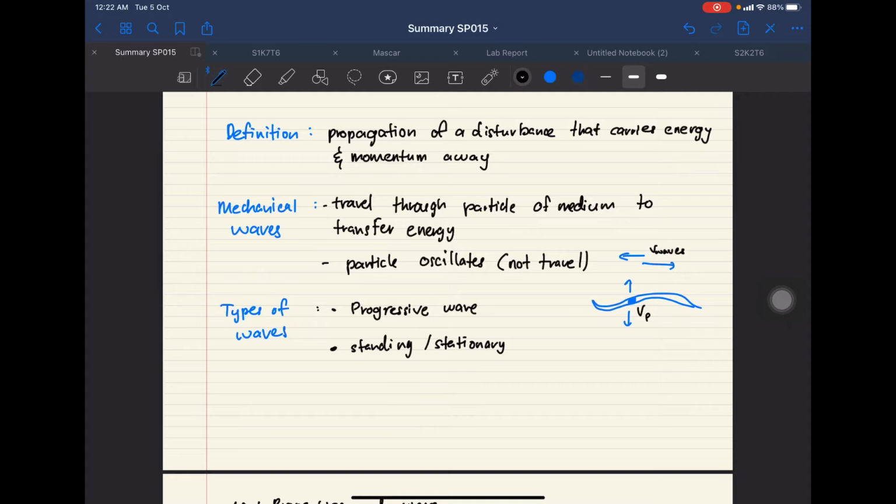We'll go into detail later on, but for now I just want you to imagine that the particle doesn't move, but it does transfer the energy. Examples would be earthquakes, water waves, or sound waves. There are a few types of waves: one is the progressive wave, another is standing or stationary. We learn all of this in this chapter.